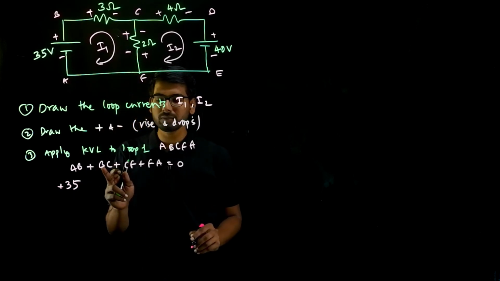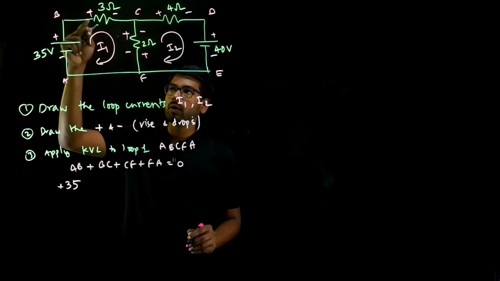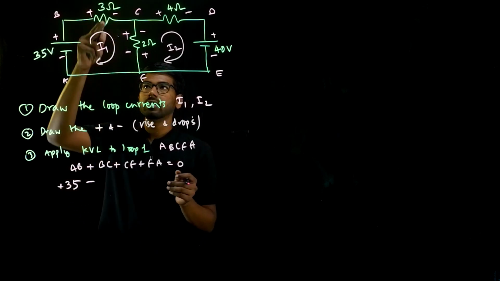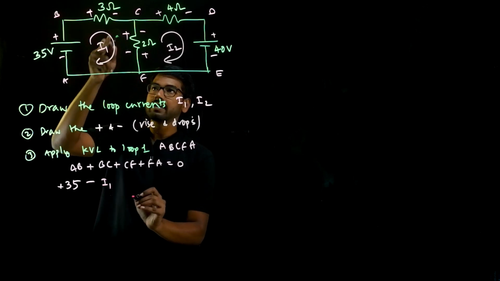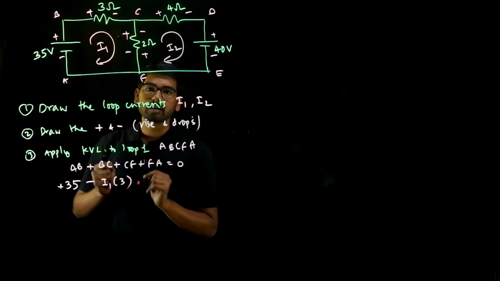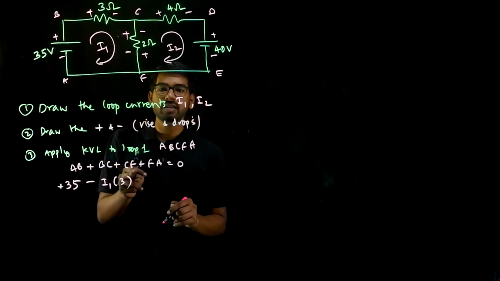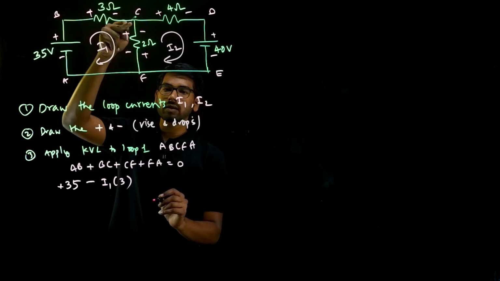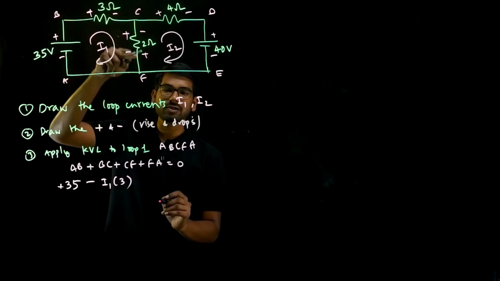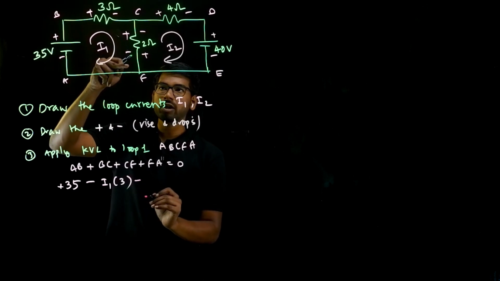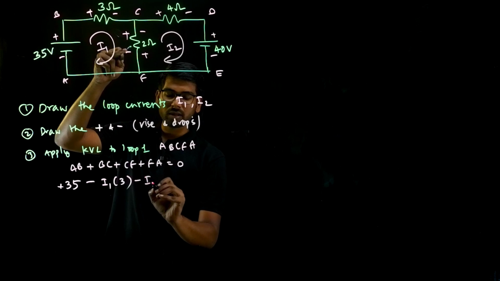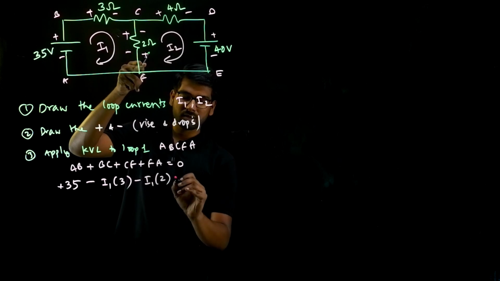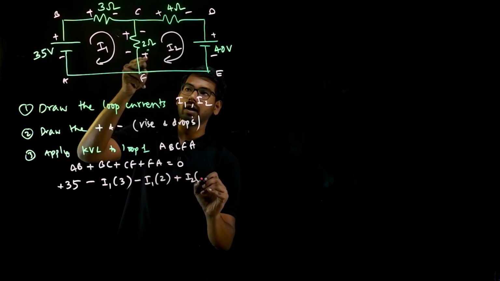What is the voltage in BC branch? To travel from B to C, you will encounter plus to minus, that is minus. Voltage is IR. So the current is I1 and the resistance is 3. And in the branch CF, you need to travel twice. Once you travel from the left side, that is CF, plus to minus. The voltage is current into resistance, that is I1 into 2. Again, travel from the right side, CF, that is minus to plus, so this is plus, current is I2 and the resistance is 2.